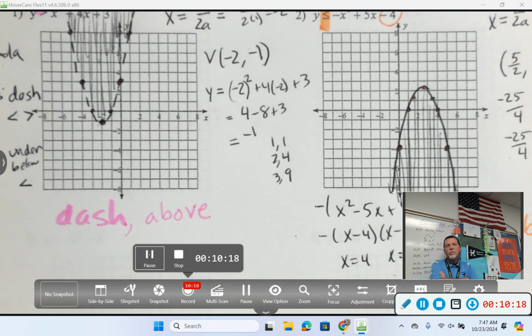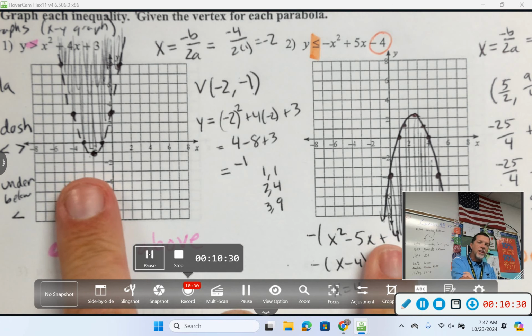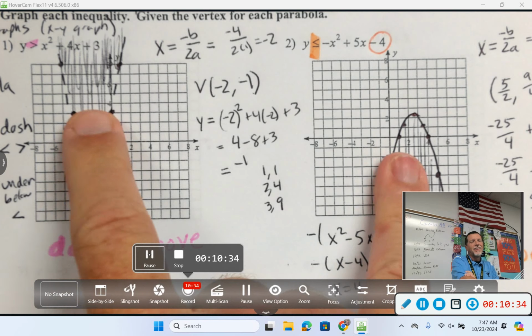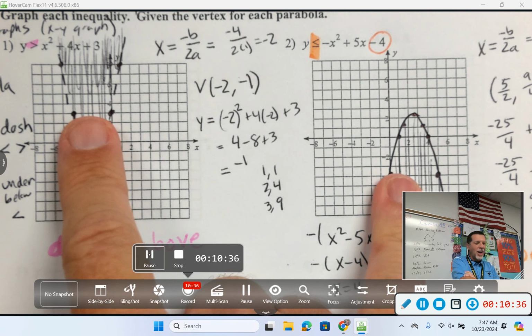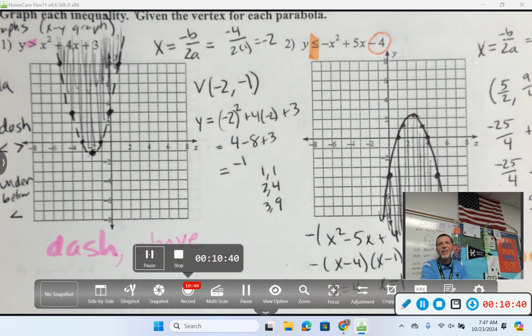So again, you know how to graph parabolas. You know how to graph inequalities. Now you're just kind of putting the two ideas together. Ryan, do you see why I was cautious about inside versus outside the parabola? Because both of these were inside, but one was greater than and one was less than. So don't do inside versus outside. Do above versus below.